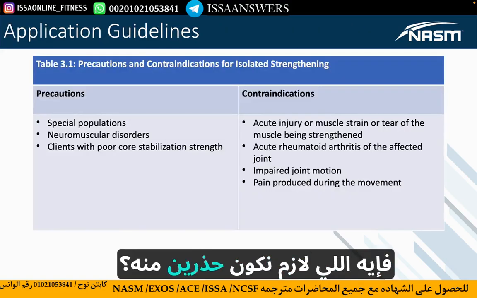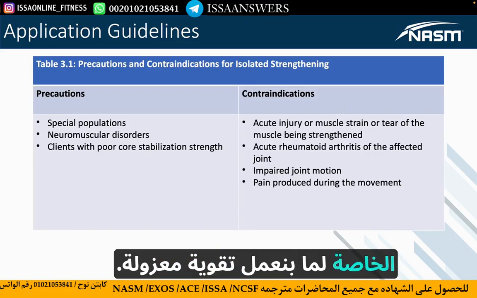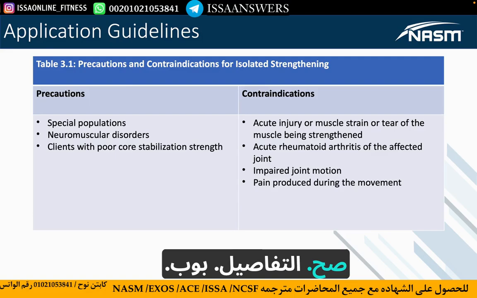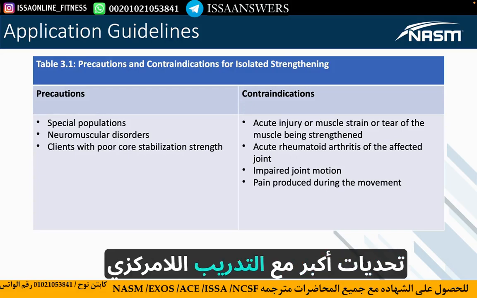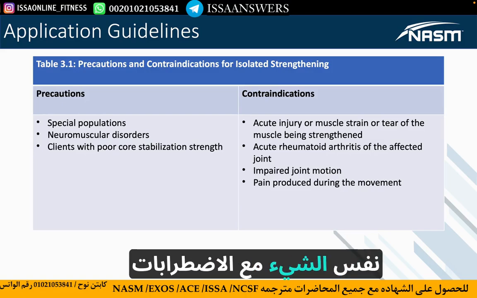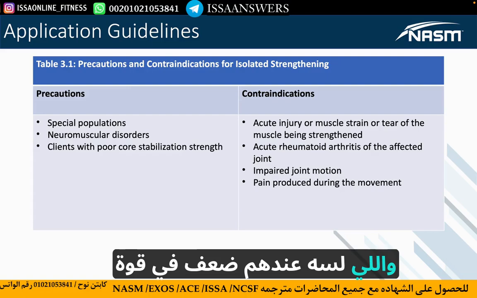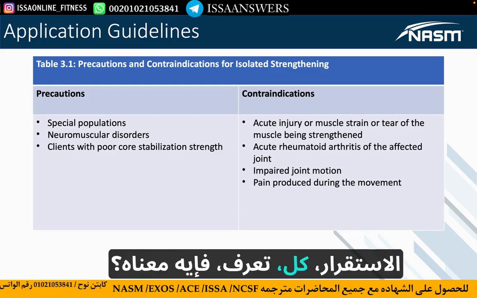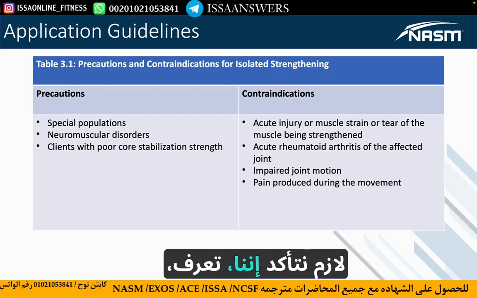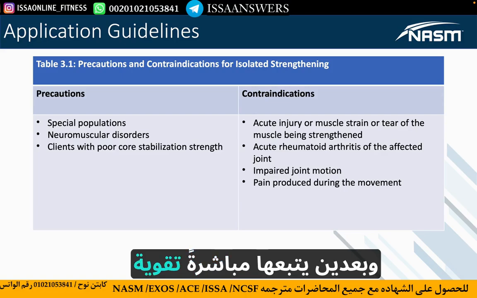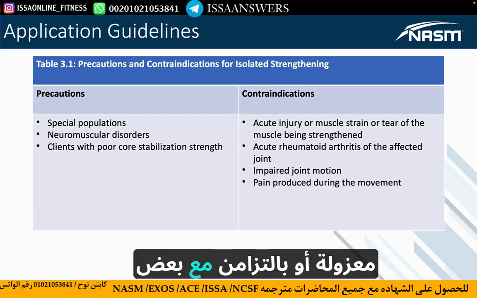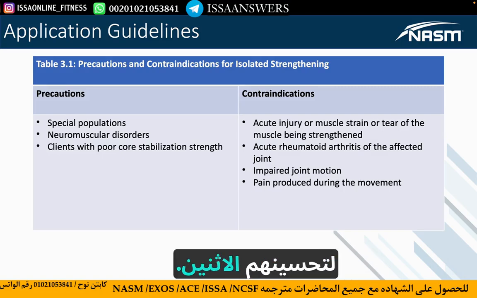So what do we got to be careful of, though? We got to be very careful of special populations when we're doing isolated strengthening. All right, specific populations or special populations can become more challenged with eccentric training, and that can become a problem. Same thing with neuromuscular disorders and those who still have poor stabilization strength. So what does that mean? Core stabilization strength needs to be enhanced and then followed directly up by isolated strengthening, or done in conjunction with each other to enhance them both. But they need to be done.